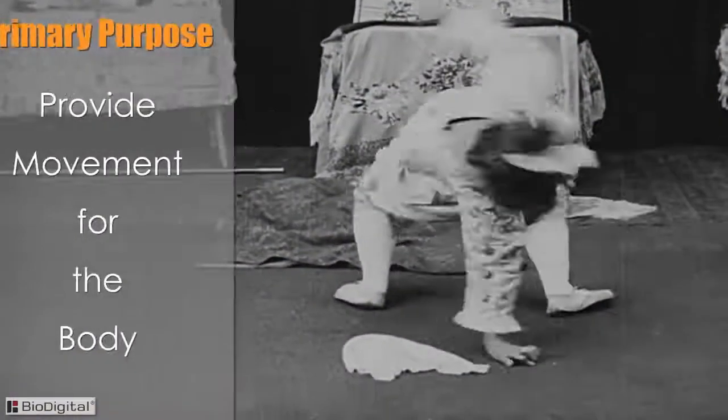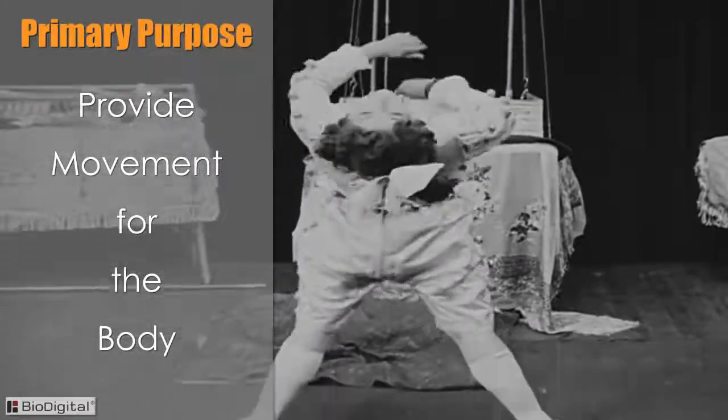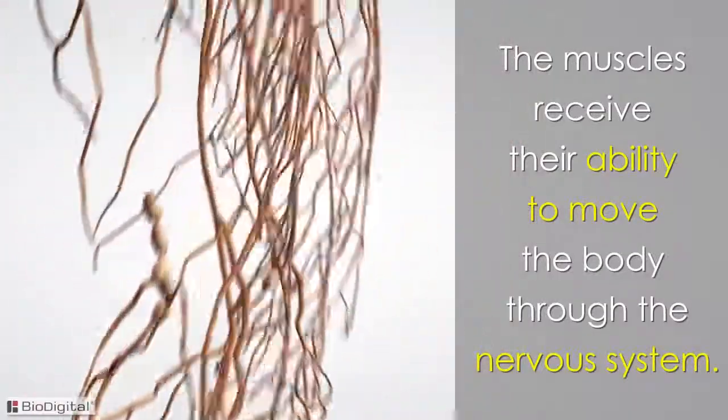The primary purpose for the muscular system is to provide movement for the body. Now, these muscles receive their ability to move through the nervous system.